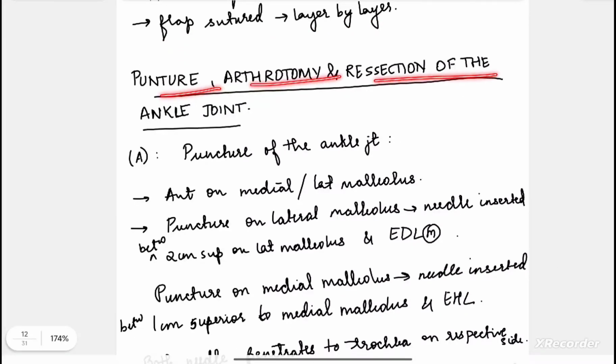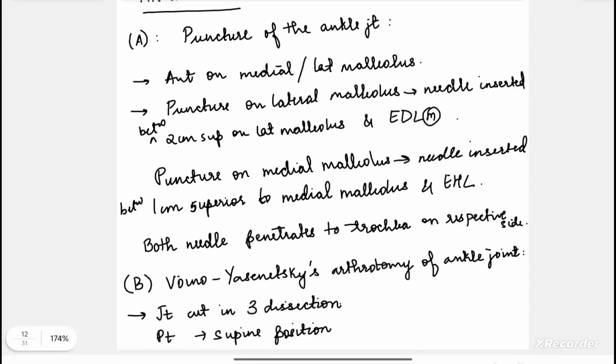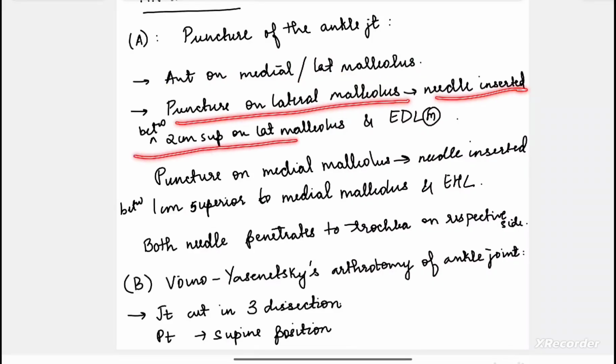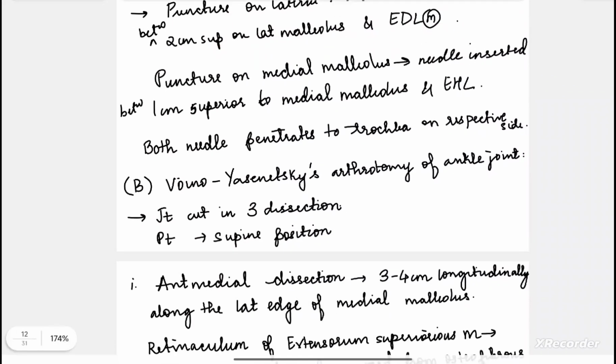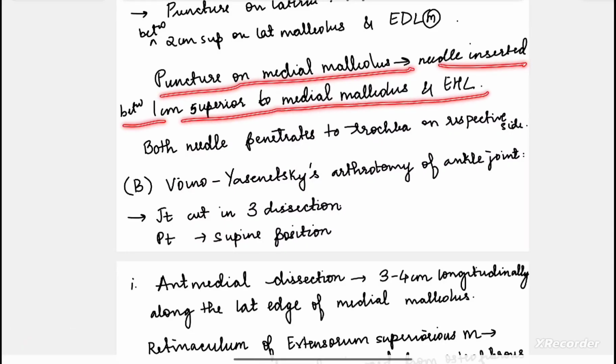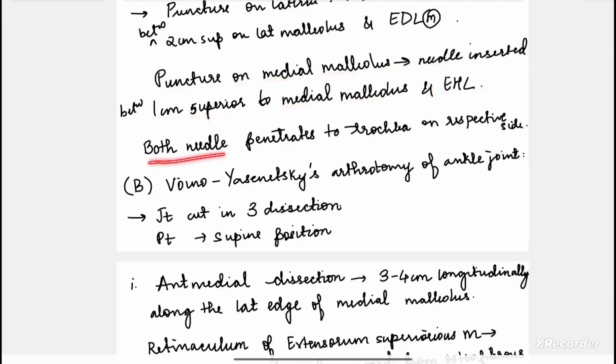Puncture, arthrotomy and resection of the ankle joint. Puncture of the ankle joint is anterior on the medial or lateral malleolus. Puncture on the lateral malleolus: needle is inserted 2 cm superior to the lateral malleolus, lateral to the extensor digitorum longus muscle. Puncture on the medial malleolus: needle is inserted 1 cm superior to medial malleolus, medial to the extensor hallucis longus muscle. Both needles penetrate to the trochlea on the respective side.